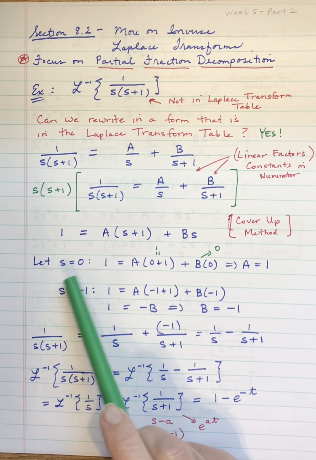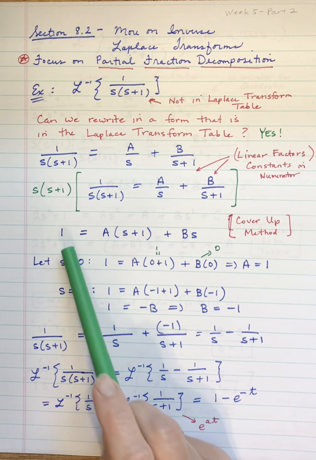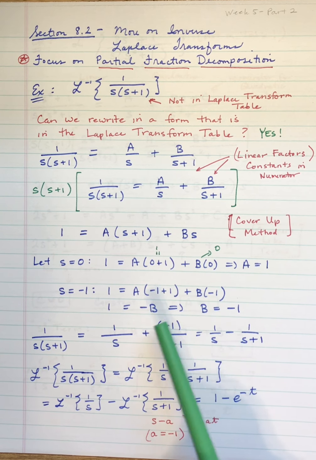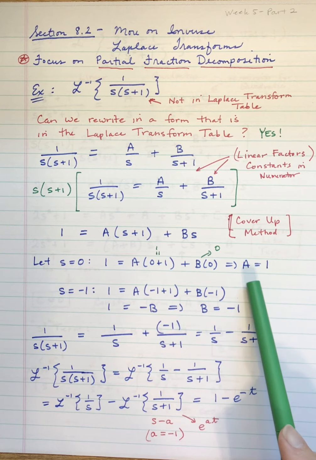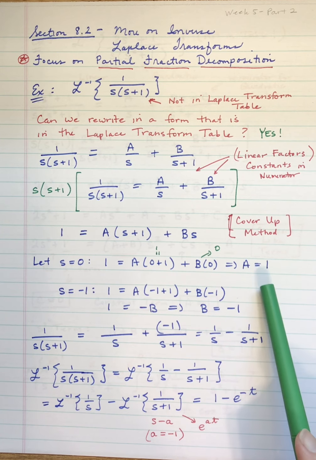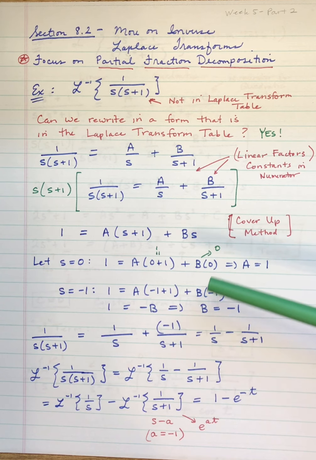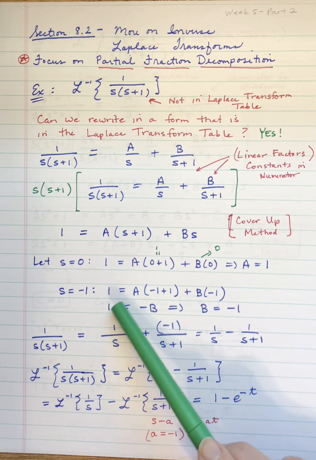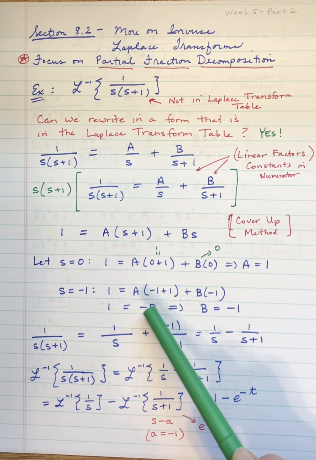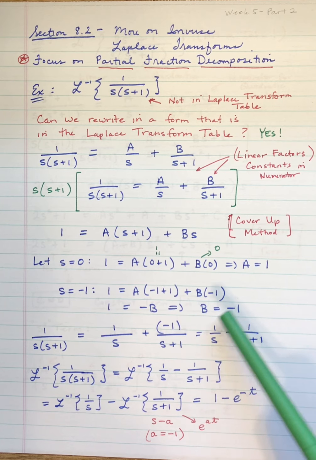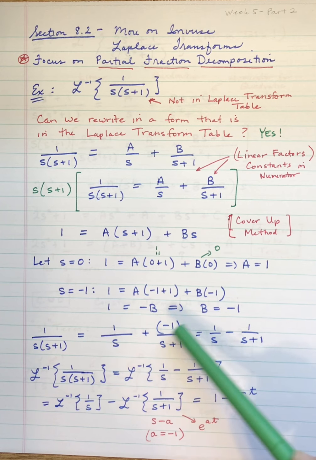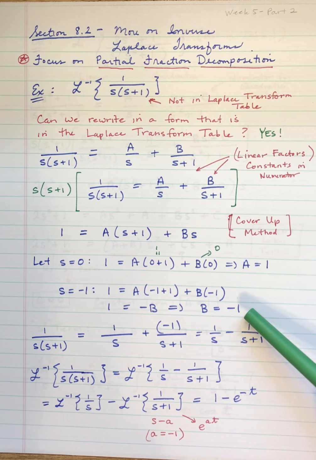So if we substitute s equal to 0 into the equation, we get 1 equals A times 0 plus 1 plus B times 0. From all of this, you just get A. So A is 1. Now, if you replace s with negative 1, you would cancel that term. So when you substitute negative 1, you get 1 equals A times negative 1 plus 0, which is 0, plus B times negative 1. You get a negative B there, equal to 1, so B is negative 1. So that tells us our constants in the partial fraction decomposition.